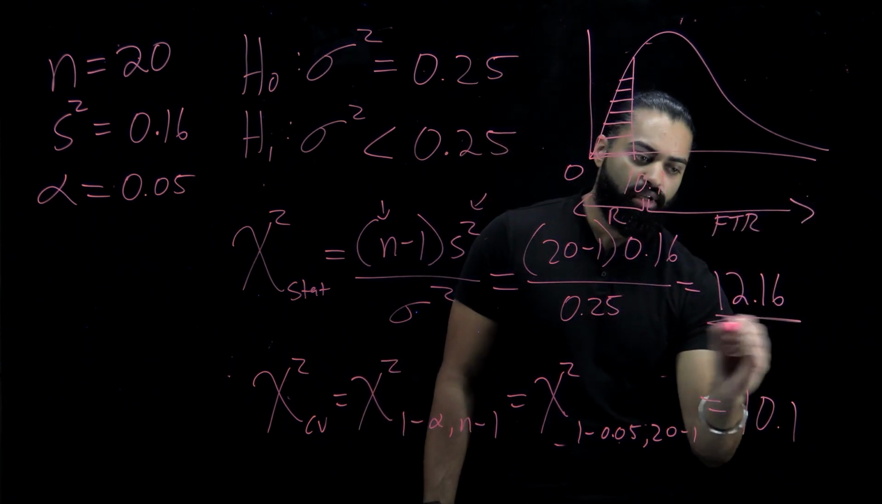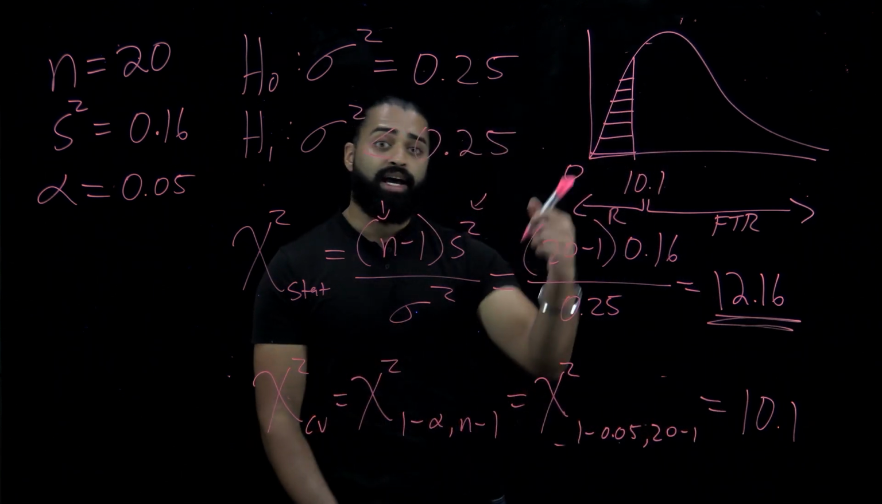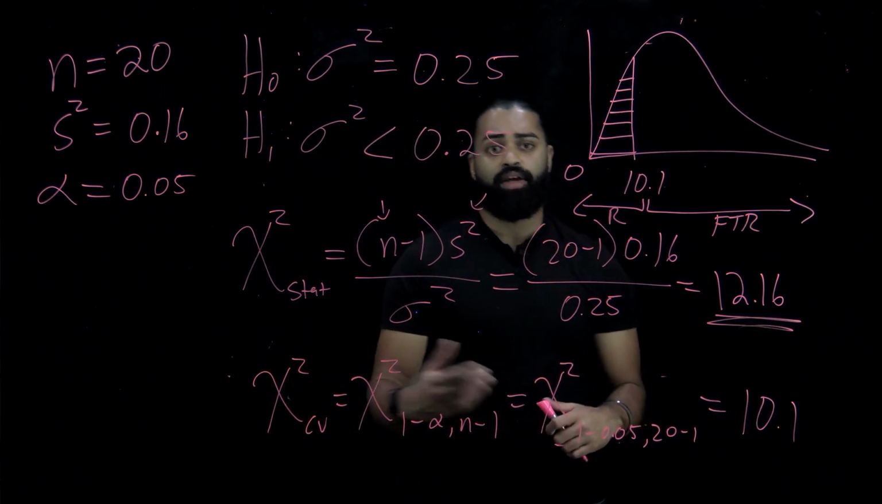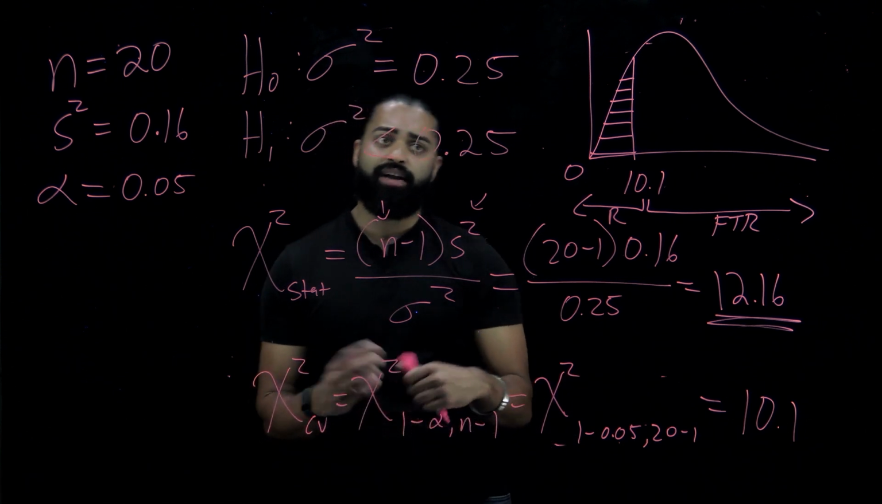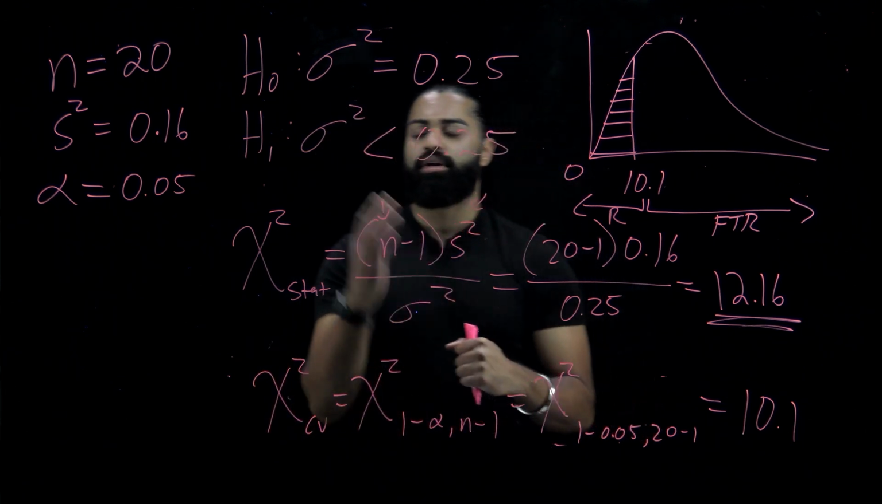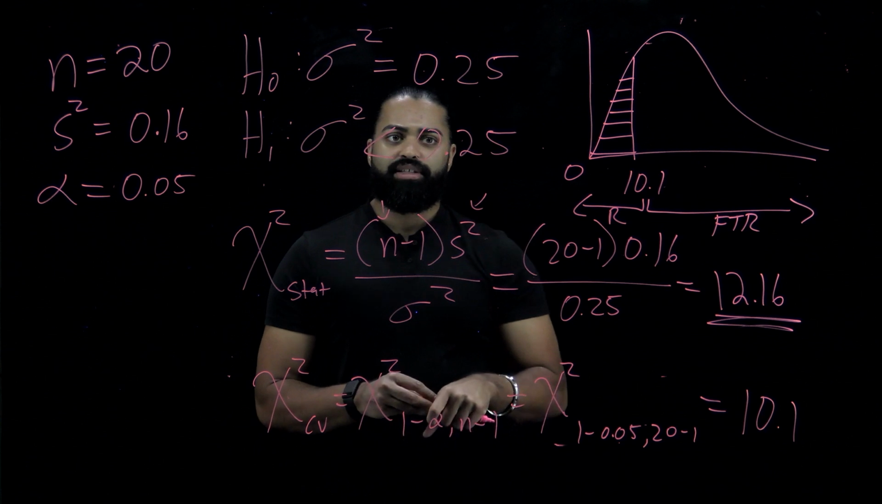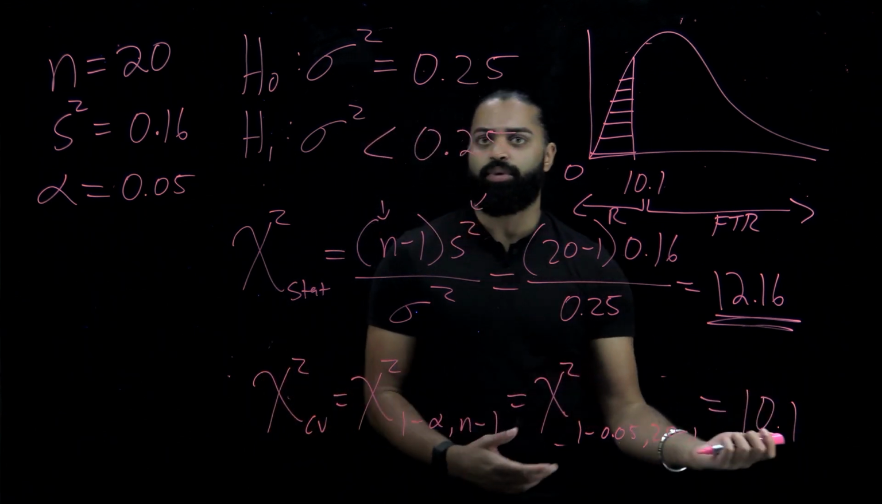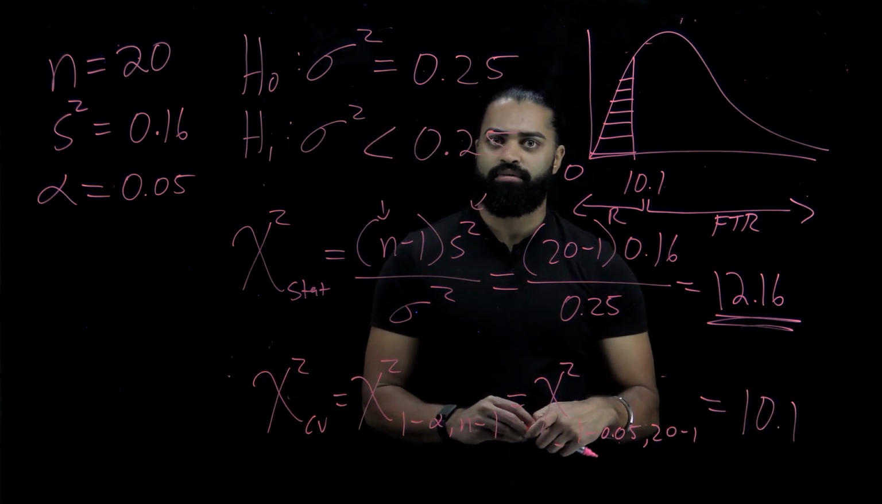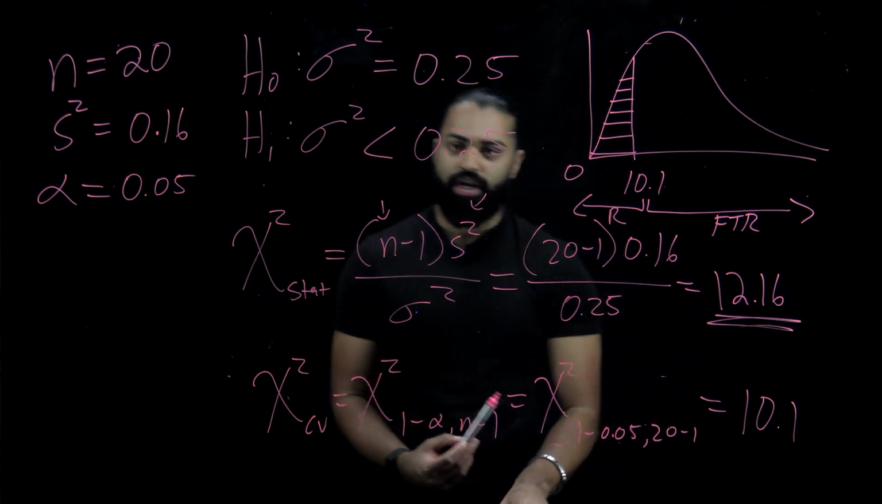And you'll notice 12.16 is not in the shaded region. So we would say we fail to reject the null, conclude there's not enough evidence to support that the variance is less than 0.25 ounces squared. Something along those lines. So we fail to reject in this case because we're not in the rejection region.